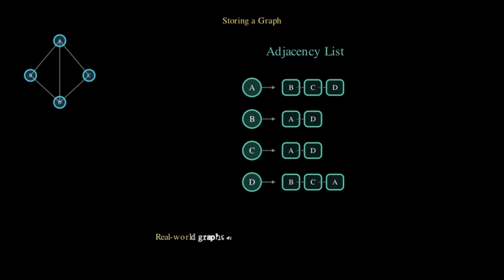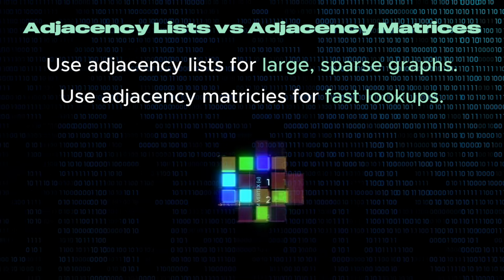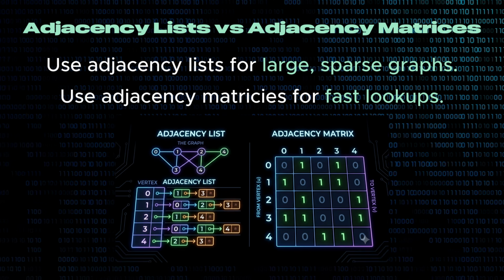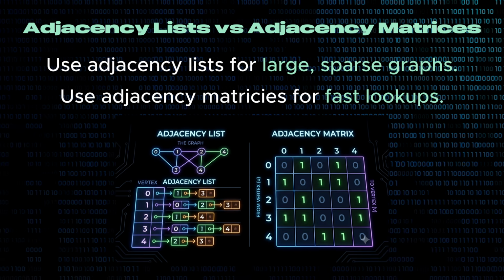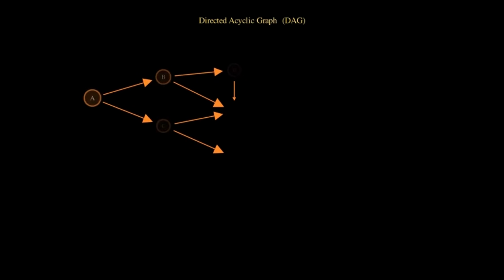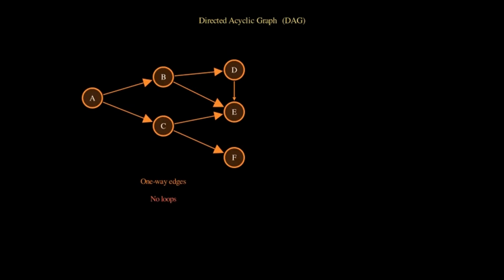Adjacency lists win for large, sparse graphs, which are most real-world graphs, while matrices win when you need to check connections instantly. A special type of graph worth knowing is the directed acyclic graph, or DAG, where edges only go one way and there are no loops.